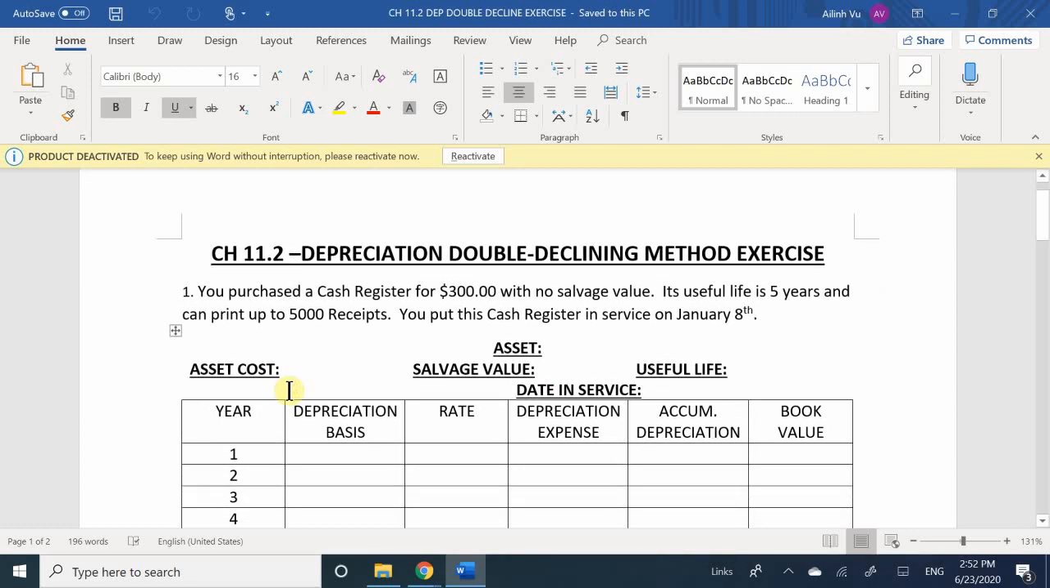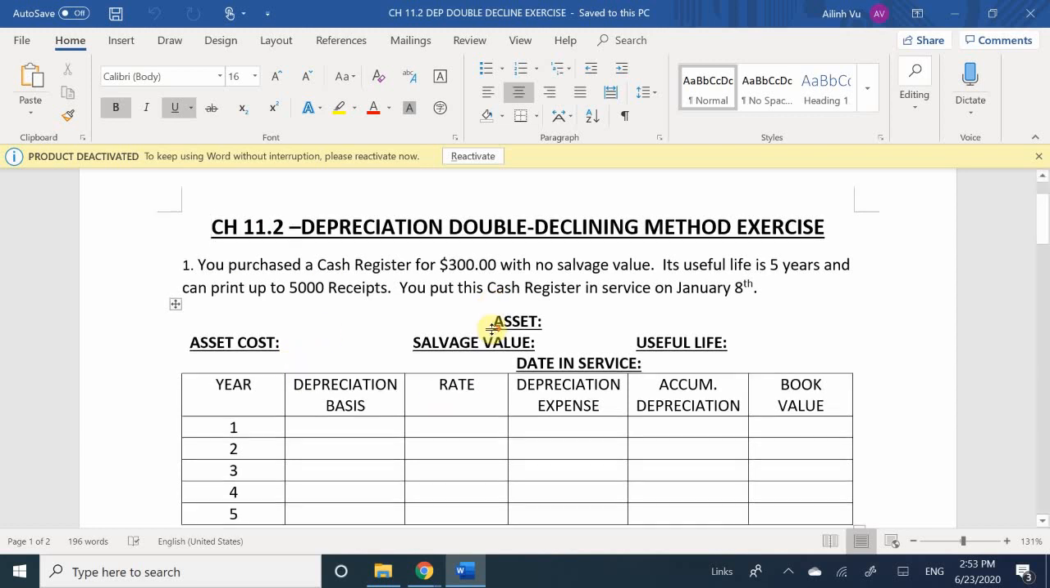Number one, you purchase a cash register for $300 with no salvage value. Okay, so you got an easy one right here. Its useful life is 5 years and it can print up to 5,000 receipts. You put this cash register into service on January 8th. Let's go ahead and fill out this information down here.